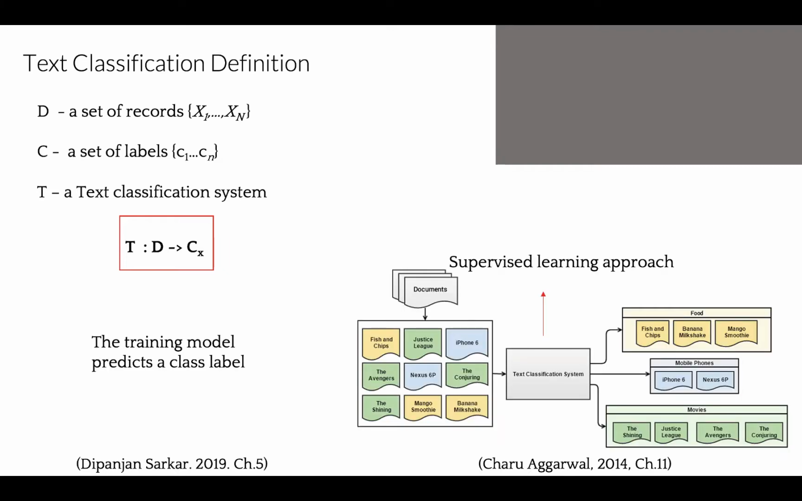The problem is usually solved by using a supervised learning approach where a set of training data records with known category labels are used to construct a classification model, which would relate features in the underlying record to one of the class labels. And for a given instance, the training model predicts a class label.